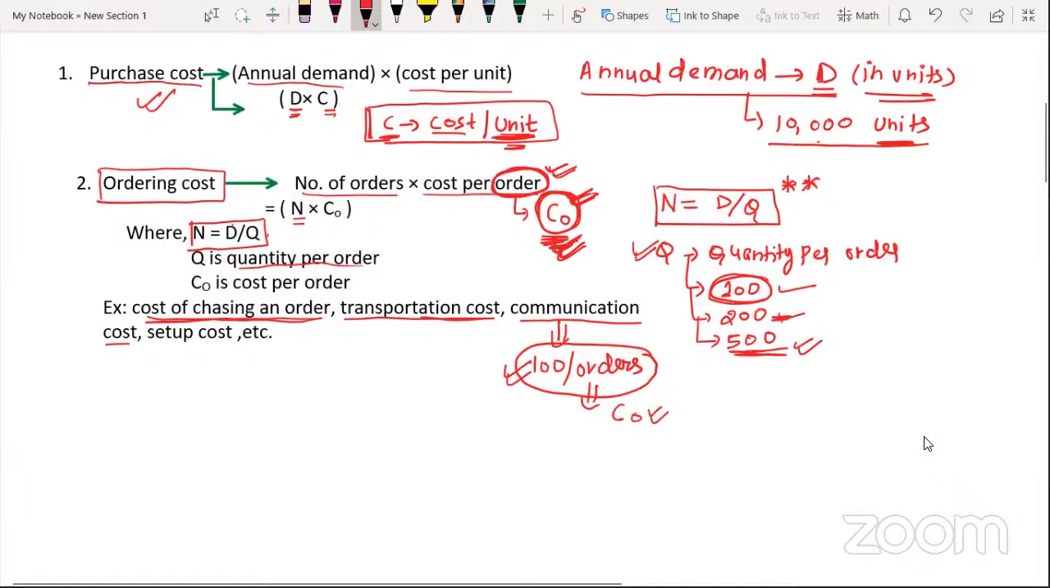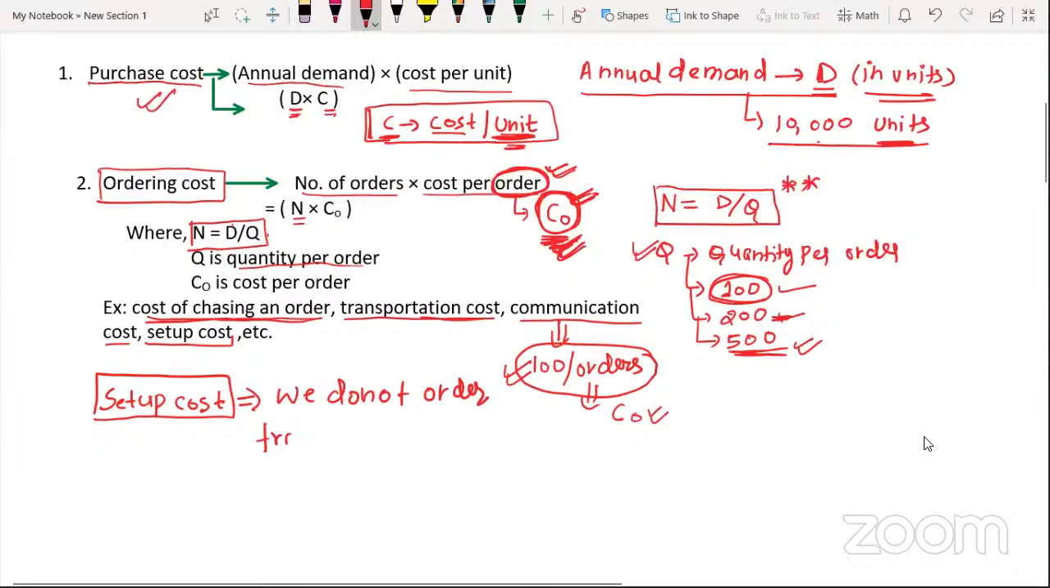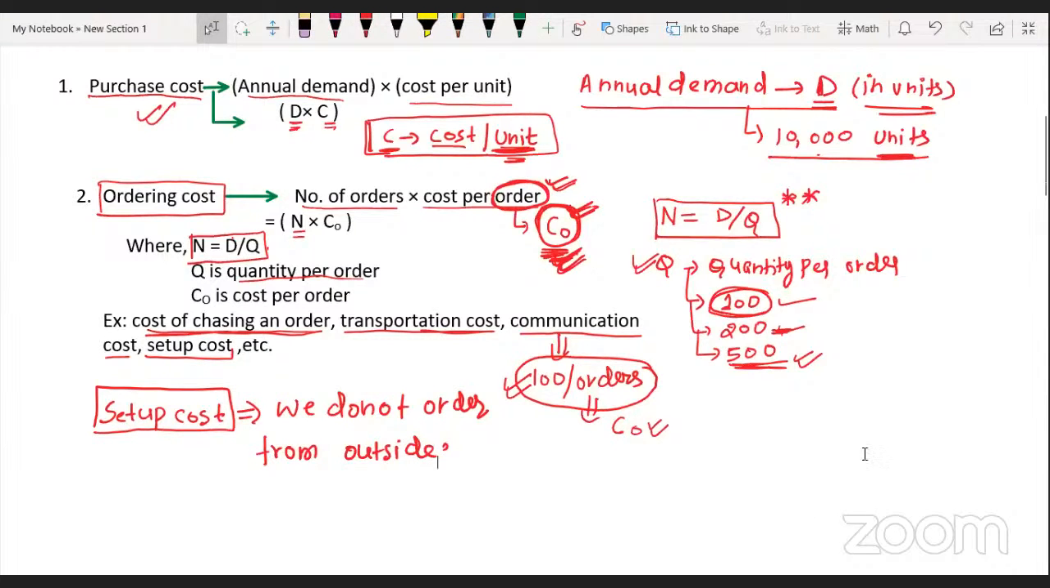The next one is setup cost. Generally in books, setup cost is given in a different topic, but setup cost is just like ordering cost. The only difference is that we are not going to order from outside. In setup cost, we do not order from outside. We are going to produce the units in our plant only.